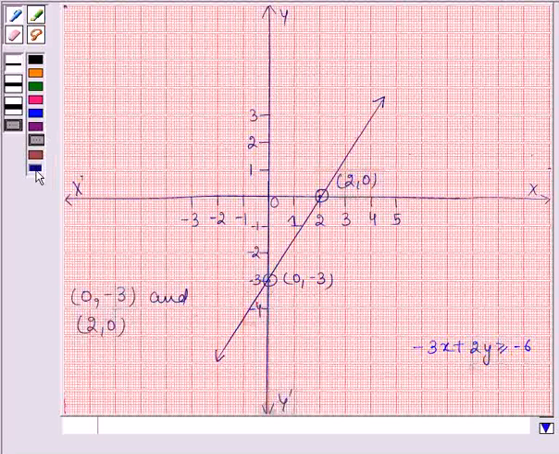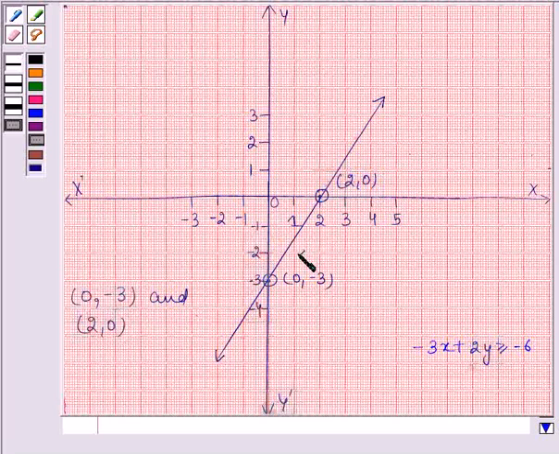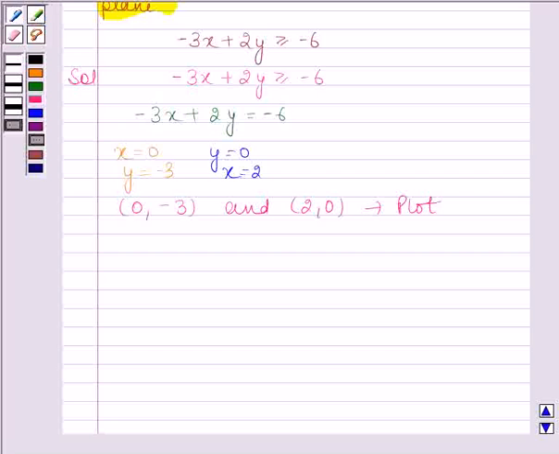This line is representing the equation -3x + 2y is equal to -6. And this line divides the plane into two half planes, that is 1 and 2. Now we have to identify the half plane represented by the given inequality.